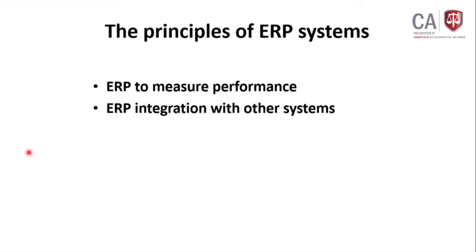So if a question comes like, one of the below elements is a principle of ERP system, you have to answer with the correct answer by using these two answers. Let's say measure performance, integrate with other systems, those two answers can be given. In measure performance, you know that using the ERP you can measure the performance of the process, whether the HR functionality is working well, whether the production functionality and also marketing, sales, procurement are performing well will be managed by the ERP.